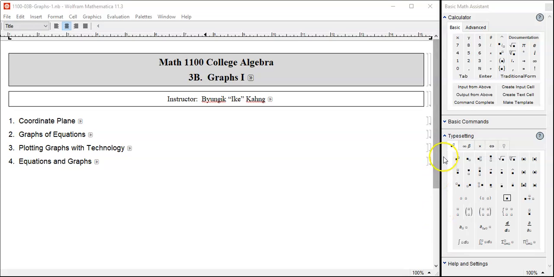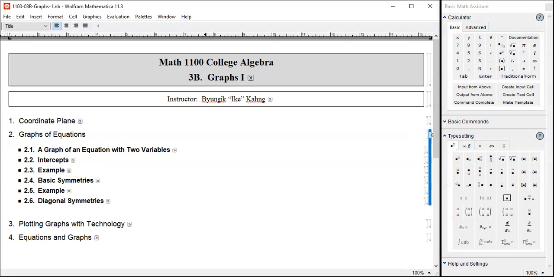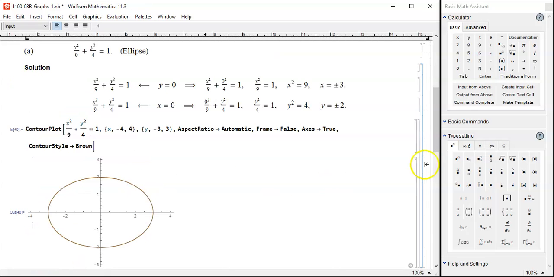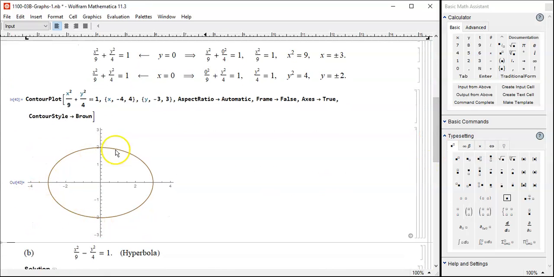Hello students, welcome back. We just went through intercept problems, and there are some more. Find all intercepts. Here's a curve, and this curve is an example of an ellipse. Indeed, it's an ellipse.